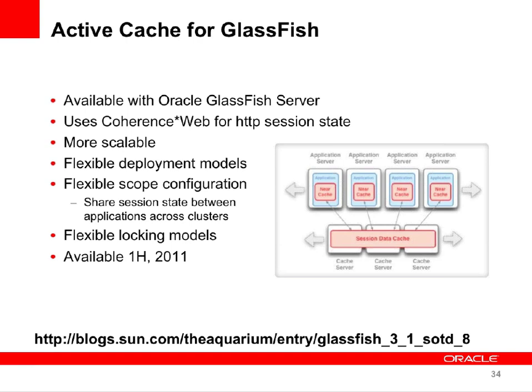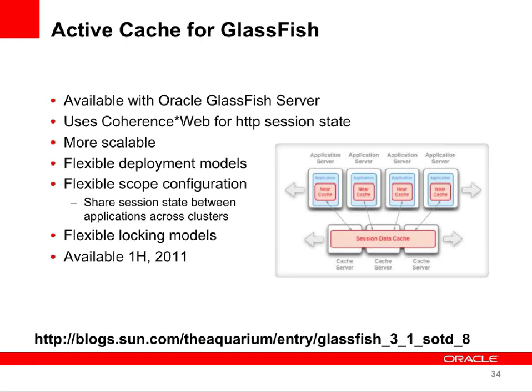Okay, another feature that we offer, or will offer soon in the first half of calendar year 2011, is what's called Active Cache for GlassFish. And this is a feature that's similar to the one offered with Active Cache that's available in WebLogic Server. And this is a feature that will only be available with Oracle GlassFish Server. And essentially what this does is we replace the HTTP session state. Instead of using in-memory session replication, where the sessions are stored in the same JVM as the GlassFish server, we actually use Coherence Web as a replacement for storing HTTP session state.